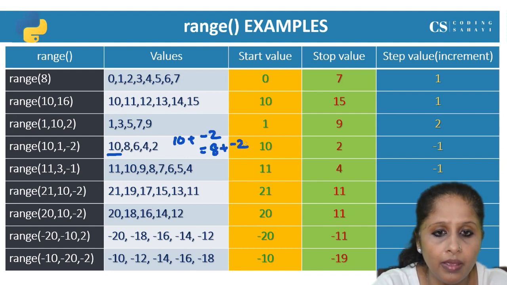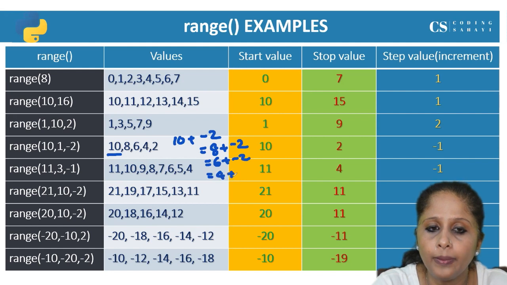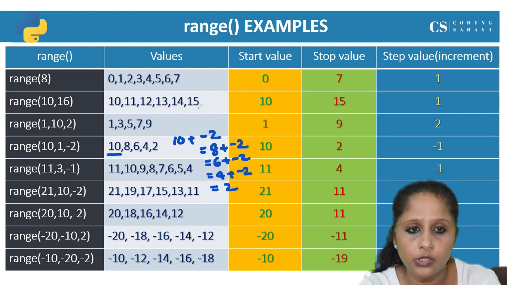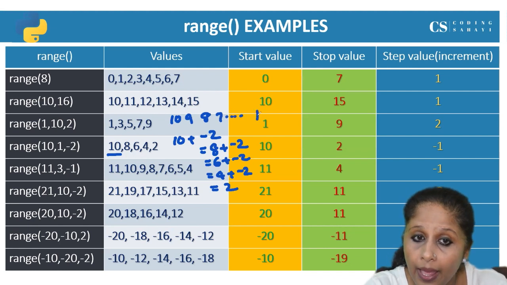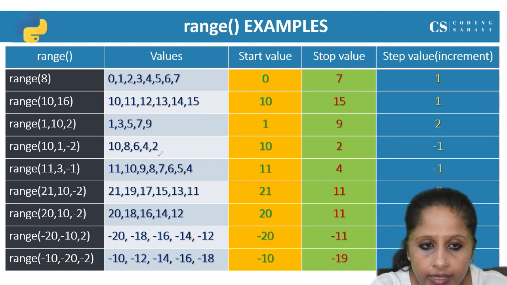Then 8 plus minus 2 we have 6. So then 6 plus minus 2 that is 4. Then 4 plus minus 2 it is 2. Okay. So I told you it is going to execute till 2. So in this order actually it is 10, 9, 8, 7 till 1. So the number just before this one it is 2, not 0. Okay. So this is the output of this question.